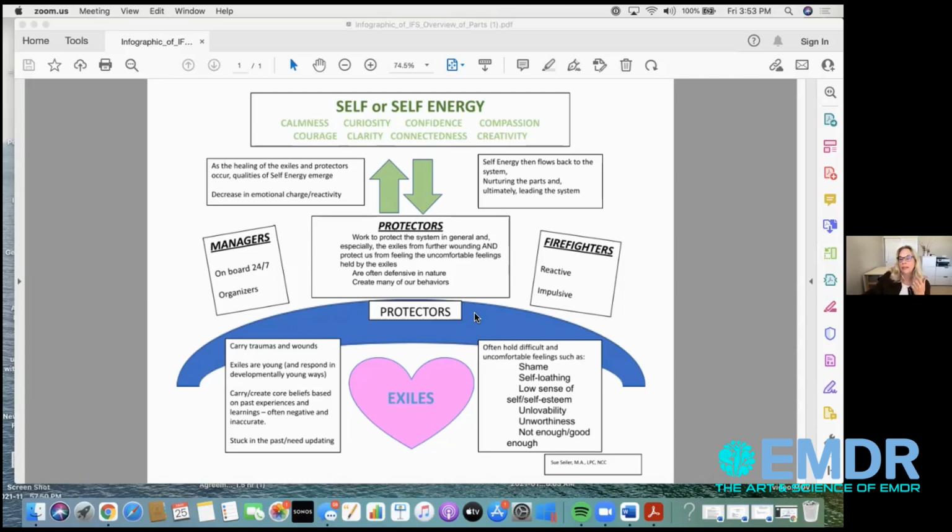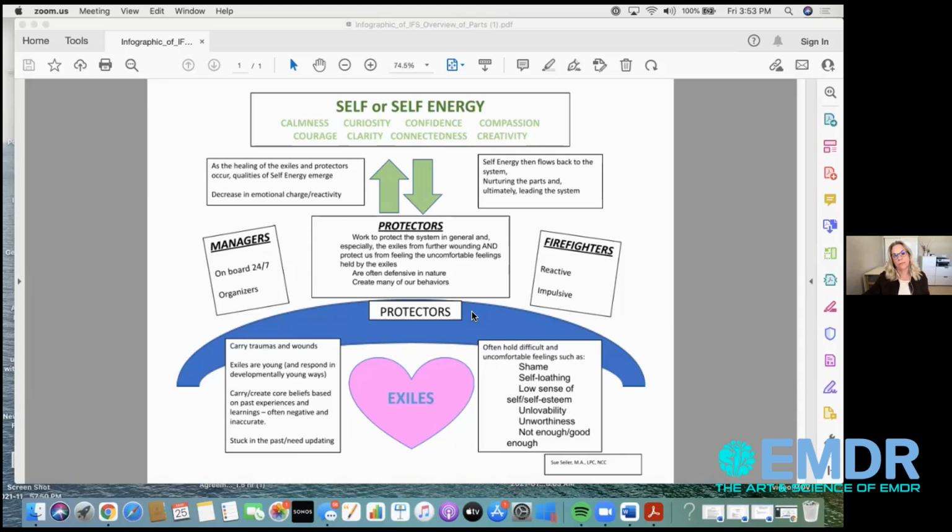So you can think of protectors as defenses. I think that helps a lot to think about, oh, even when you feel in a client where all of a sudden they start to get more defensive, what part was that just said that? We will often say to clients, who just said that? Feel into that. Where did that come from in or around your body? And then we can get to know the part.